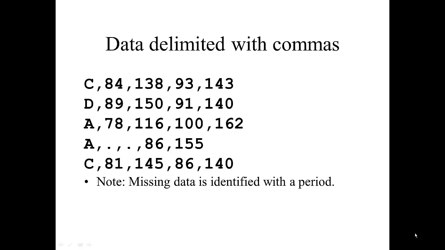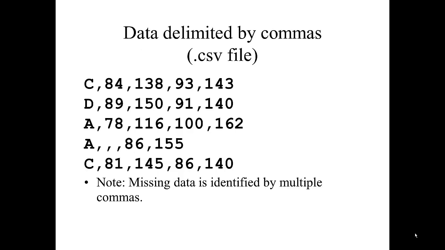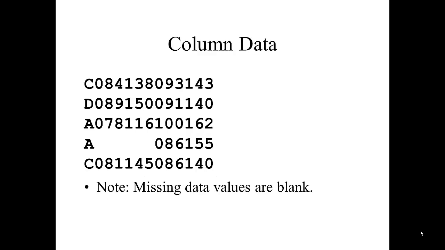Here we see the same data separated with commas. Note again that missing data is identified with a period. Here we see the same data, but note the missing data is identified by multiple commas. This type of file is called a CSV file, and it's easily produced in Excel. For column data, a codebook is necessary for you to know the starting and ending positions of each variable. You will need to instruct SAS on the positions of each variable.